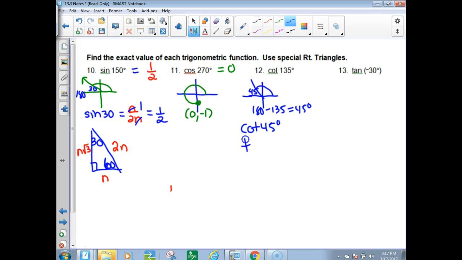Tangent? Guys, we should both know that tangent and cotangent are reciprocals. So let's find the tangent of 45. Guess what special triangle you need now? 45, 45, 90.